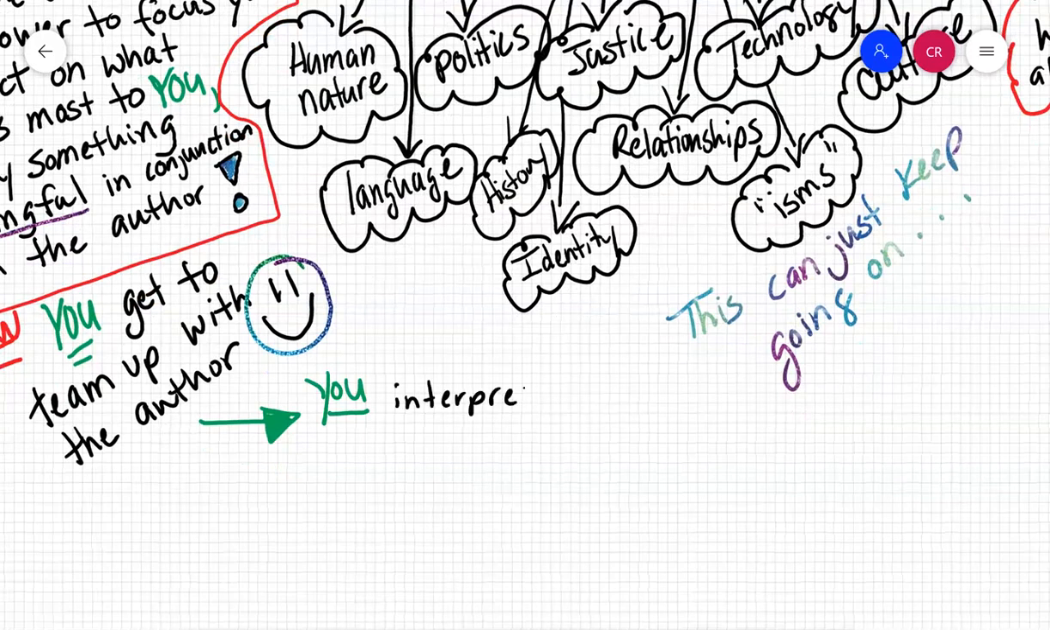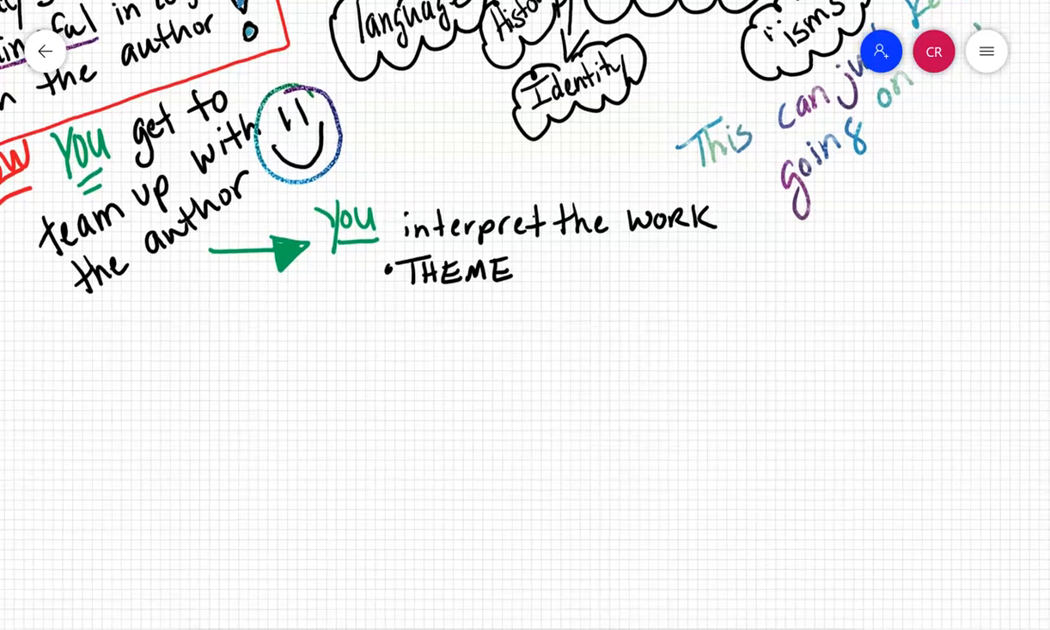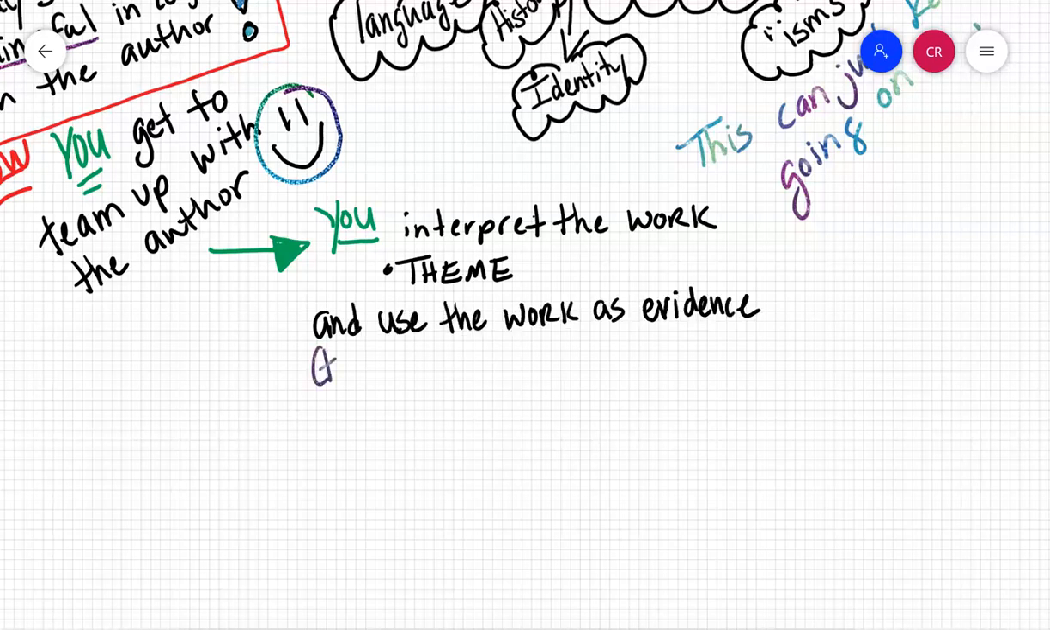So you are the one who gets to do the interpretation. You're interpreting the work, and you're the one who is interpreting the theme. And the theme really is the key here. What is the theme of the work? You are the one who gets to perceive what the theme of the work is. And you're going to use the work itself as the evidence. And this is you teaming up with the author. You essentially have formed a partnership with the author.